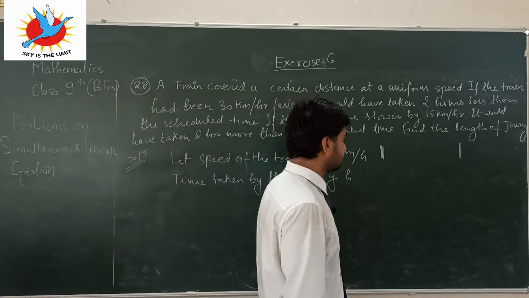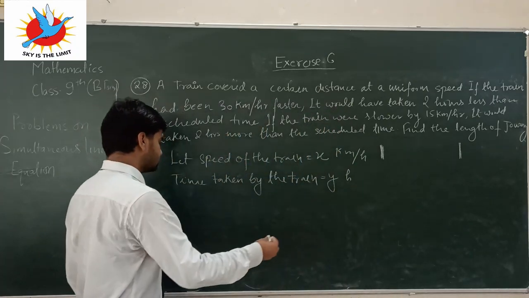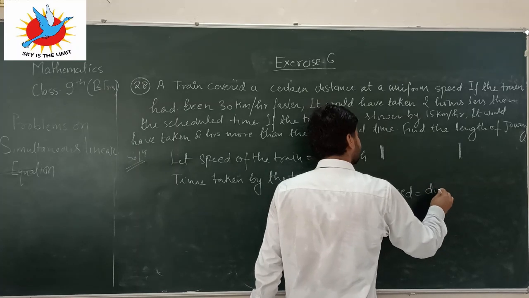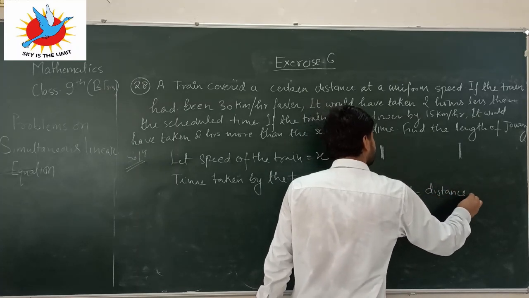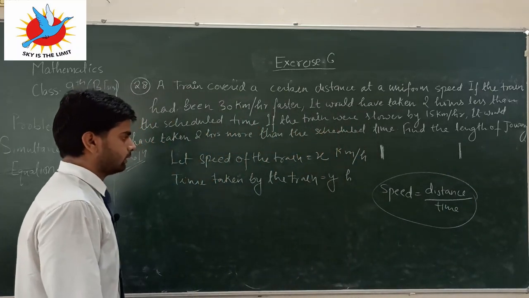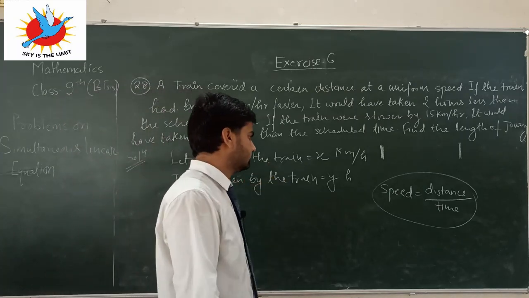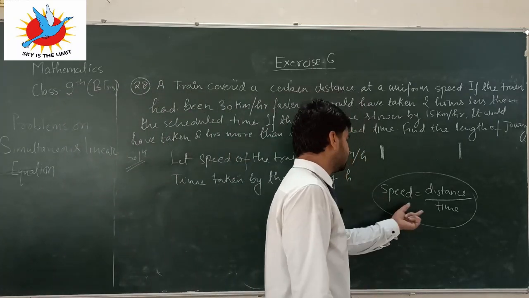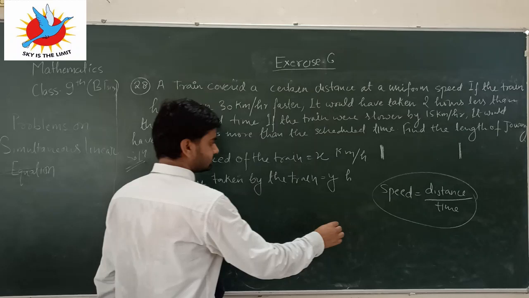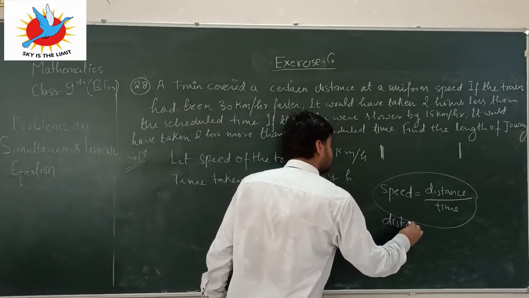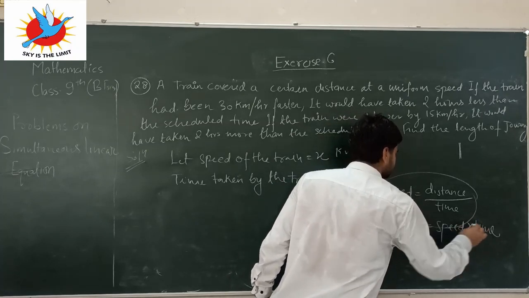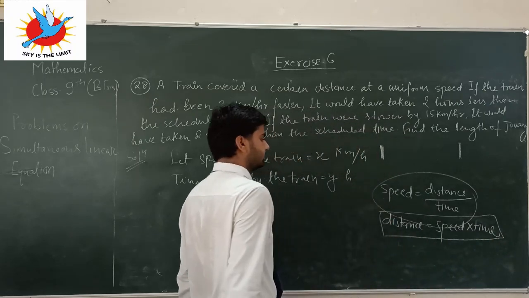We have learned in our previous classes a formula of speed. We all know that speed is equal to distance divided by time. This is the formula which we have studied in our previous classes, 7th, 6th or 5th. So speed is equal to distance by time, or if we want to calculate distance, distance will be equal to speed into time.